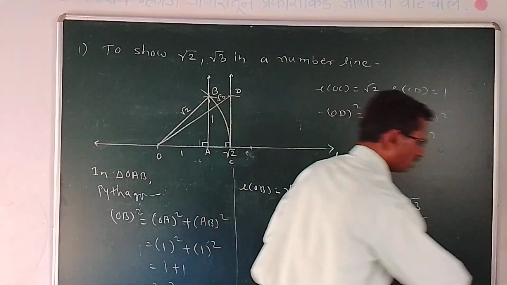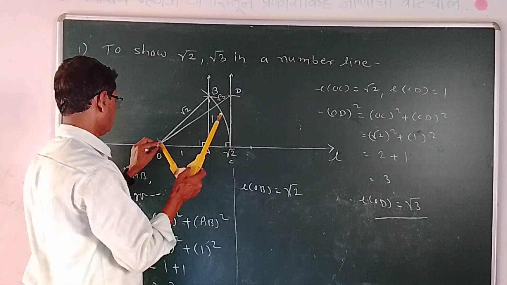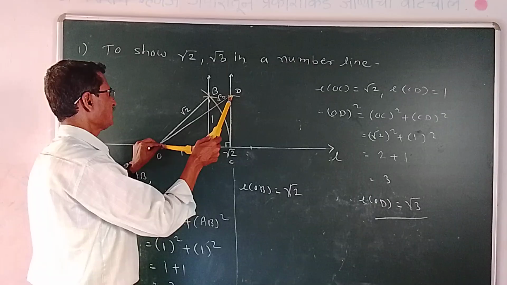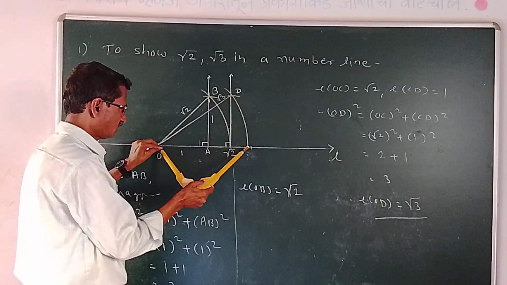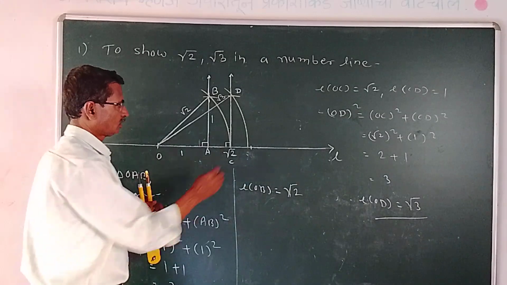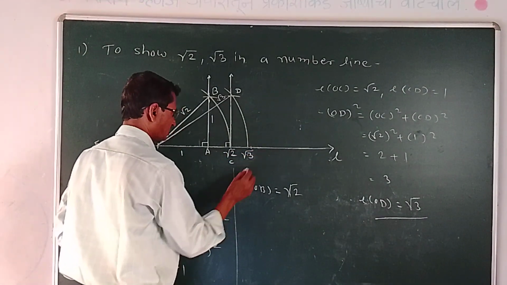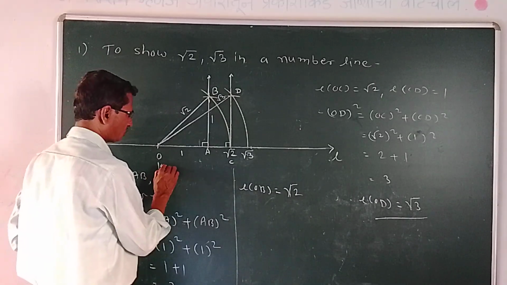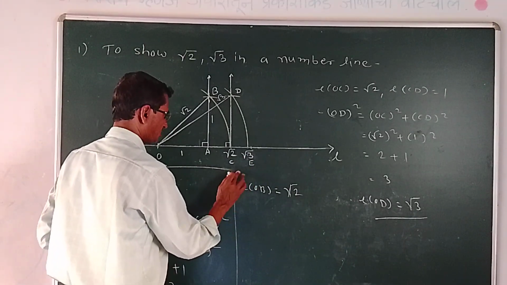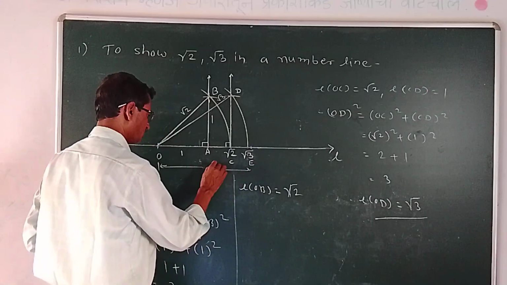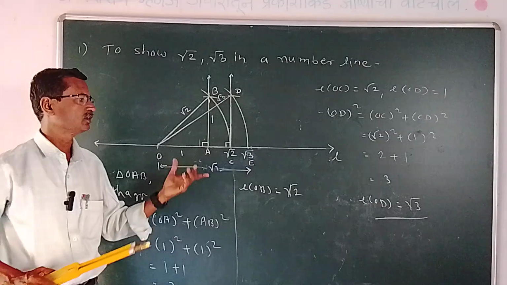Now we have to take this distance on line L. Taking distance OD as the radius of a circle, draw a circular arc on this line L, and you will get this distance as root 3. In this way, from O to E, the distance is root 3. This is the point root 3 on a number line.